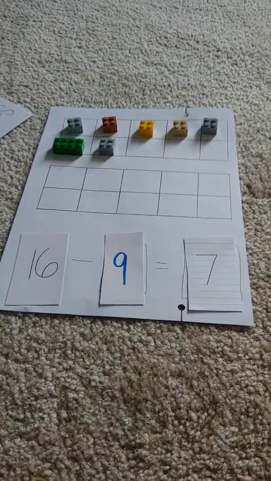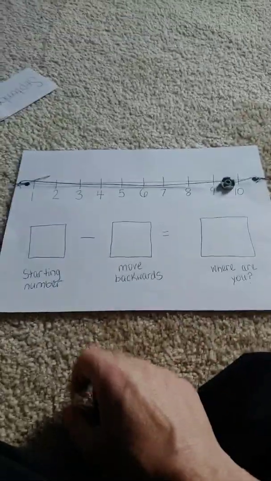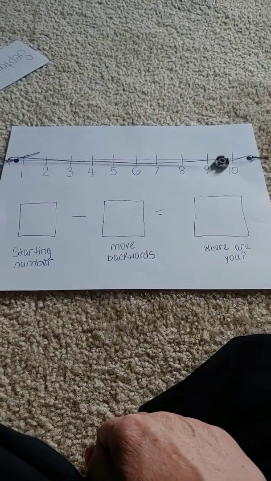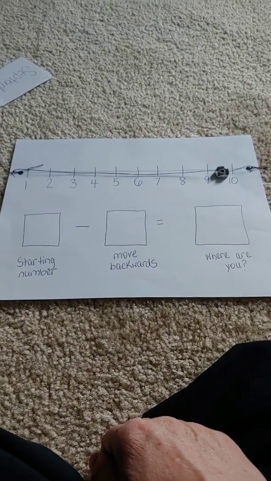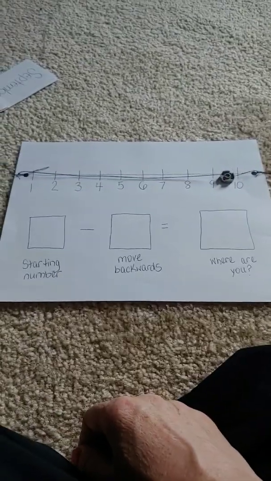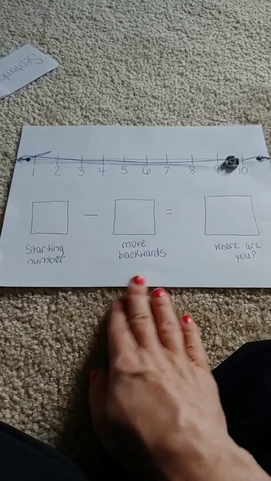There we go. All right, so I'm going to take these aside. Take the Legos aside. And on the back, I have another way that you can practice subtraction. All right, we used this line with numbers in our class. You guys remember what it's called? A number that has lines, or a line that has numbers on it. It's a number line.